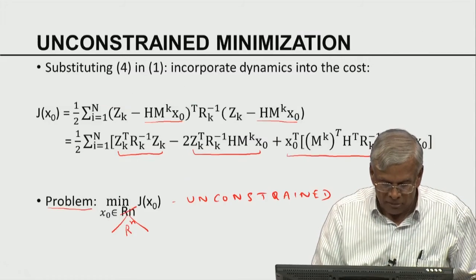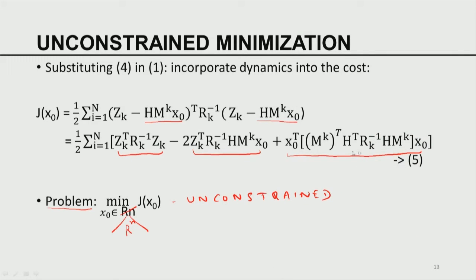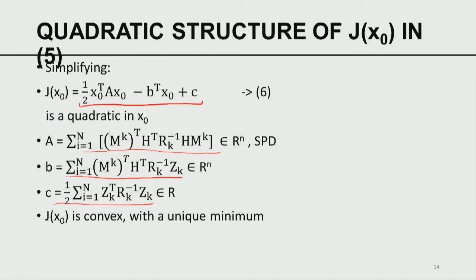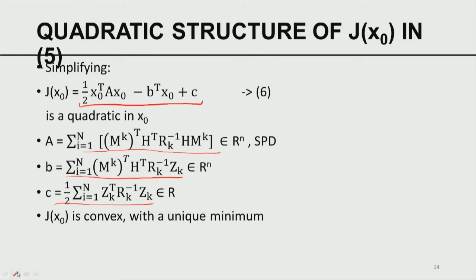So I would like you to be able to look at this now. J, so this is a sum of quadratic functions, this is a sum of linear functions, this is a sum of constant functions. So I can express J of x naught by using these substitutions defining A, B, and C. Express J of x naught as follows. So this is the expression where the new variables A, B, C are given in here. The reason for writing it with a half is because it's a quadratic function.